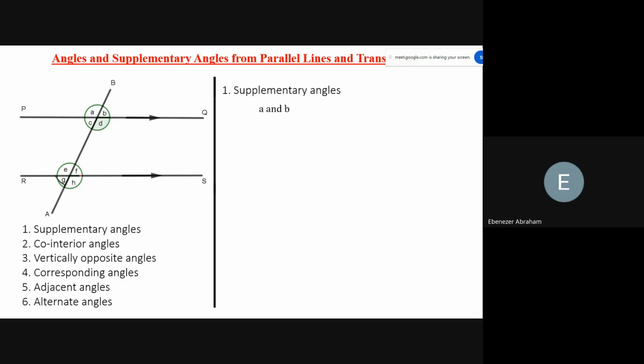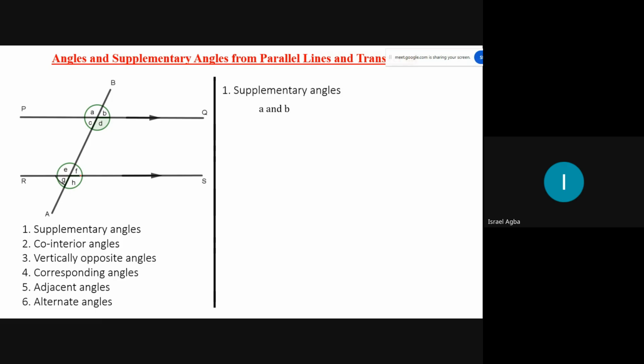Israel, let me hear you. C and D. Yes, C and D is there. We have Y and Z? There's no Y in my diagram. This is G and H. Yes, G and H. I think somebody has mentioned it already.